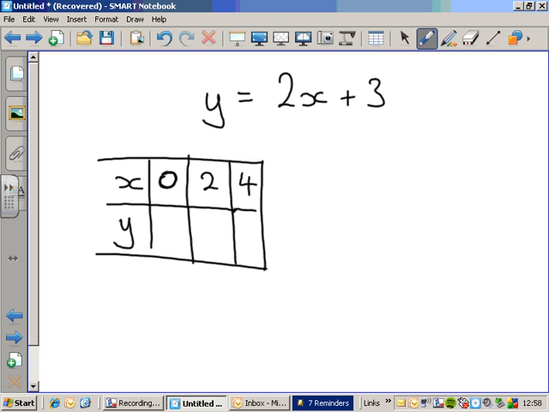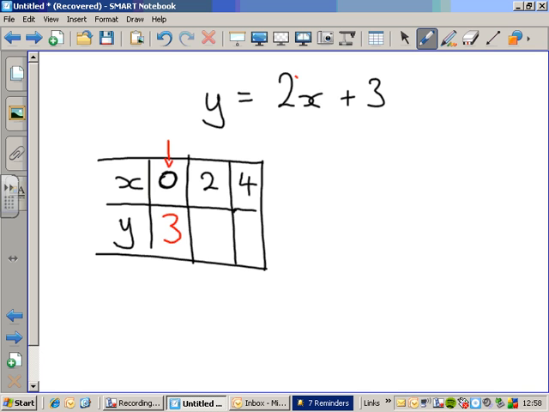So, let's consider that equation, y equals 2x plus 3, and instead of the x, let's substitute in those values 0, 2, and 4, one at a time. So let's first of all ask ourselves, what would happen if x was 0 in this equation? Well, if x was 0, then we'd have 2 times 0 for 2x, 2 times 0 is 0, 0 plus 3 would be 3, so our y-coordinate for x of 0 would be 3. Okay, that's easy enough to start off with.